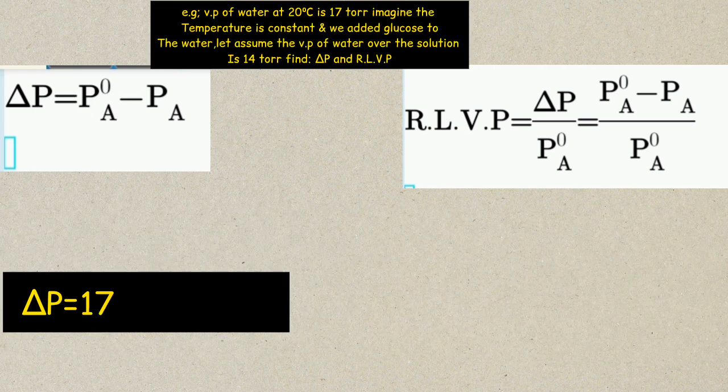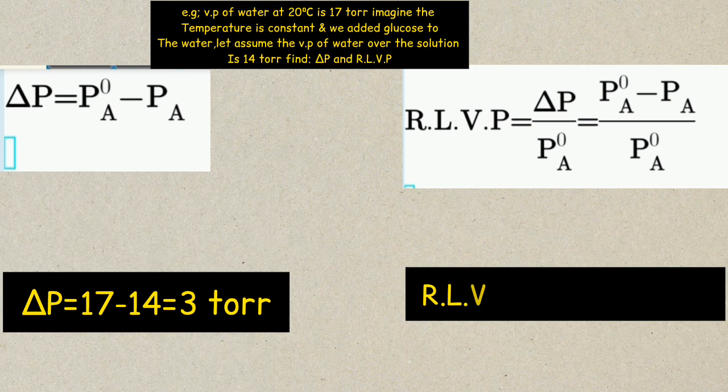The change in pressure would be equal to the vapor pressure of the pure solvent minus the partial pressure of the particular solution. As you can see, it said that the vapor pressure of water over the solution is 14 torr. Over the water means that you should know it is only the vapor pressure of water you can have in that solution, because that of the solute is negligible. So that will be 17 minus 14, which is equal to 3 torr.